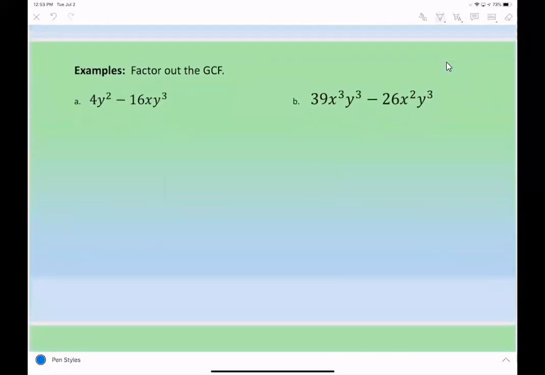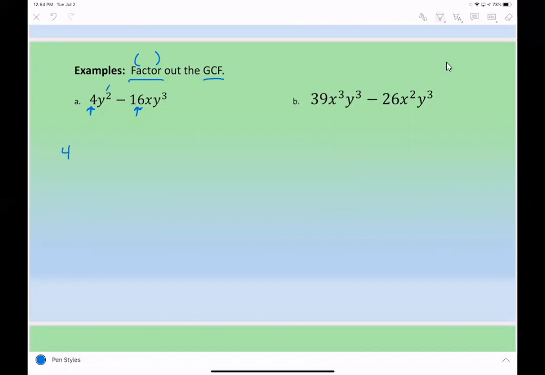Now we're actually going to factor. When it says factor, keep in mind that we're going to have parentheses. What we're going to do is determine the GCF. We're going to look at 4 and 16. 4 is the smaller of the two, so let's think about factors of 4. The largest factor is 4. Does 4 work for this 16? It does, because 4 times 4 is 16. So we're going to write a 4.